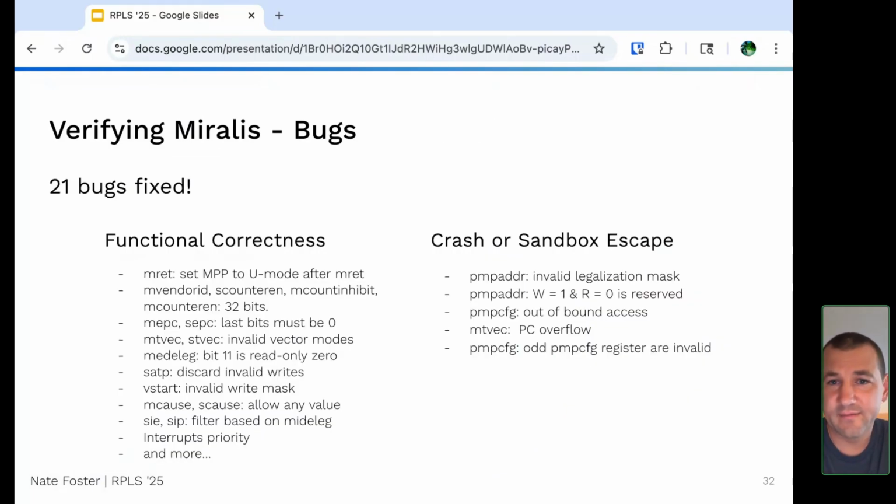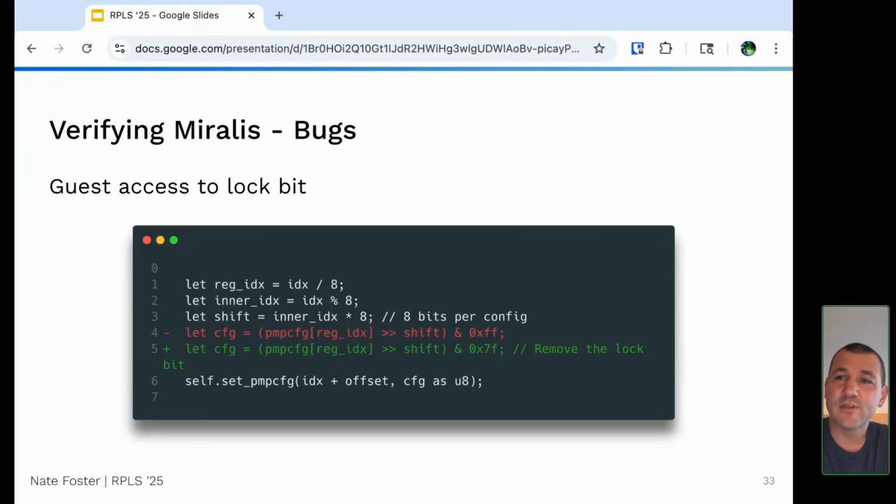Okay, so using this style of specification, we're able to verify all the instructions that Morales handles, including all those 84 privileged registers and everything else. In the course of doing this, Charlie found over 21 bugs, and some of these are what you might call functional correctness bugs. Here's a listing. I won't bother to pronounce it because I don't have enough time. There are also some bugs that lead to crashes or escape some of the isolation protections that the hypervisor is supposed to provide. So these are particularly bad bugs for a hypervisor. Let me show you just a few of these.